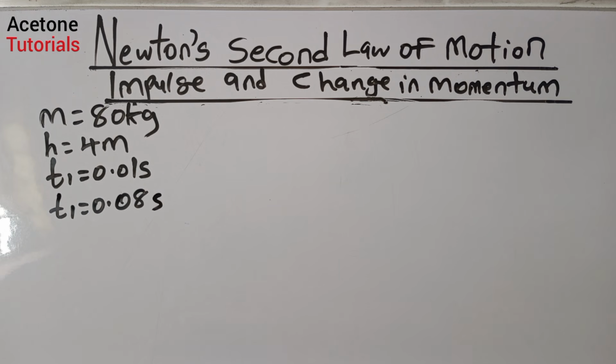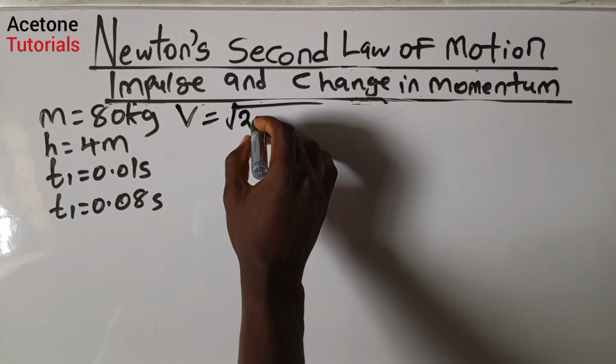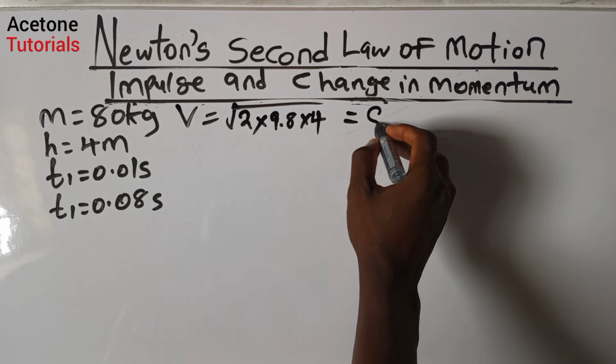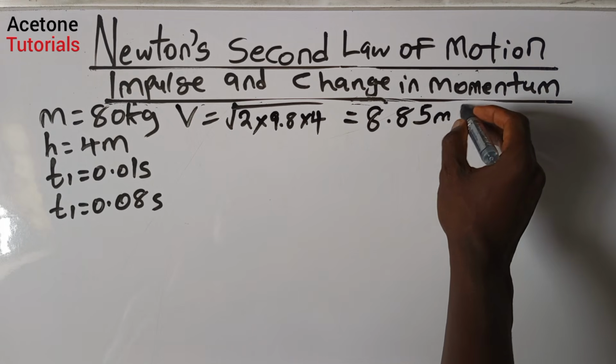The first one is when the man lands barefooted and the landing takes 0.01 seconds. And the second case is when he lands with a cushioned or padded shoe such that the landing is delayed to 0.08 seconds. The first thing is to get the velocity of the man just before landing. The velocity of the man is root 2gh. That's root of 2 times 9.8 times 4, and that's equal to 8.85 meter per second.